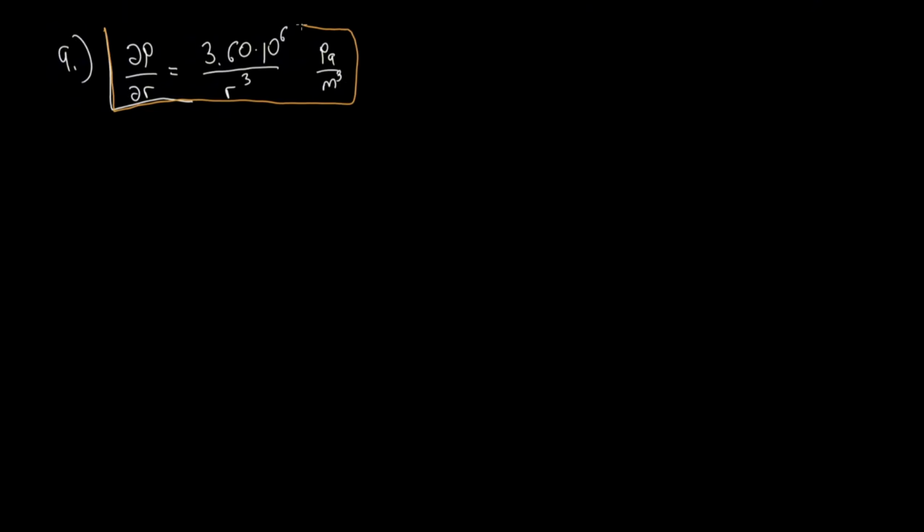And so what we get, for our answer for A, and this is the final answer, is dp/dr is equal to 3.60 times 10 to the 6 over r cubed. And those units are pascals per meter cubed. And so that's the answer. We'll box it in gold so we can really point that out and celebrate. And then it's time to move on to part B.